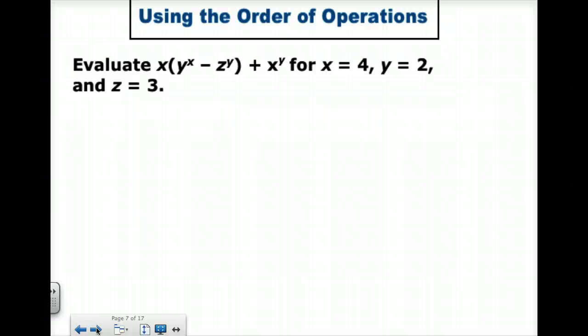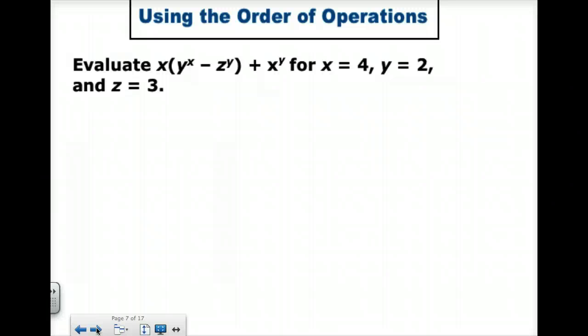Okay, now it's time for us to do some order of operations with our exponents. We have x times the quantity of y to the x power minus z to the y power plus x to the y power. X is 4, y is 2, and z is 3. Let's substitute all of our numbers into the correct location.